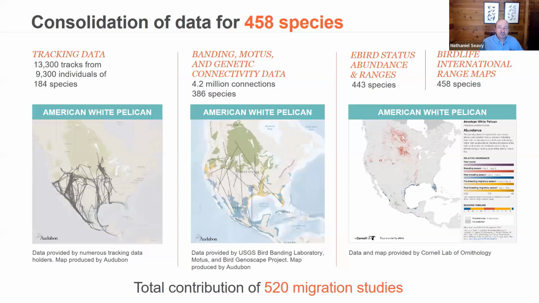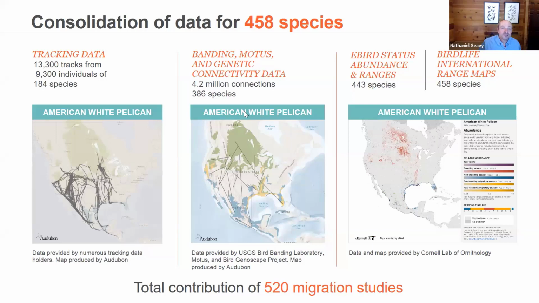So the Bird Migration Explorer basically is built on these three pieces of information. So we have tracking data in there, so information that is collected from individual birds that have been tracked through a number of different technologies. We've got over 13,000 tracks covering over 184 species.